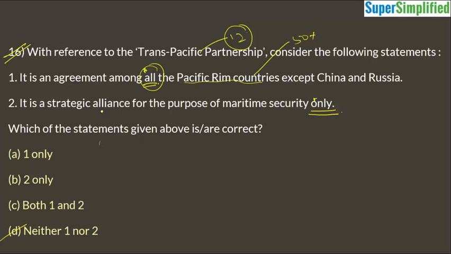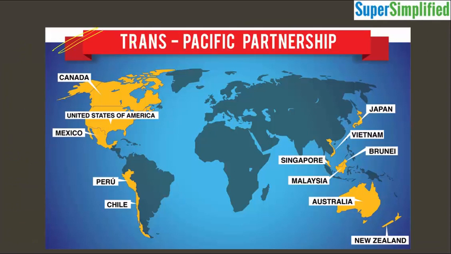And it is a strategic alliance for the purpose of maritime security only. 12 countries are coming together. Will it be a single agenda alliance? Very difficult, right? So this is how you can eliminate the wrong answers here. So this is actually the TPP, Trans-Pacific Partnership. You have Canada, USA, Mexico, Peru, Chile, New Zealand, Australia, Malaysia, Singapore, Brunei, Vietnam, and Japan. Of course, China and Russia are not there because this initiative is led by USA, and USA will not want its competitors, Russia and China, to be in the alliance. Even India is not a part of it.